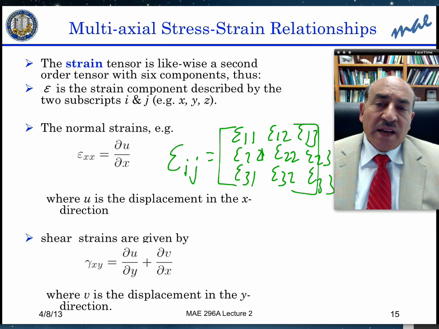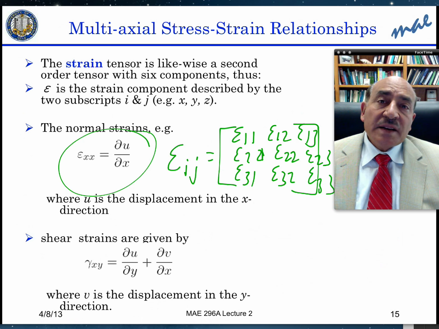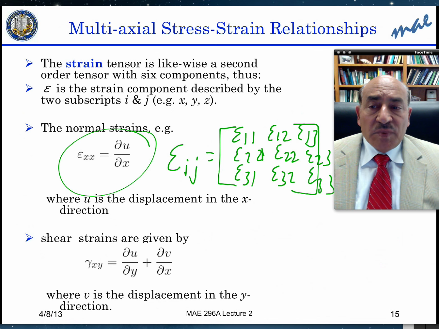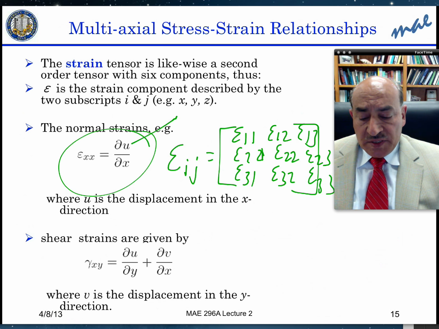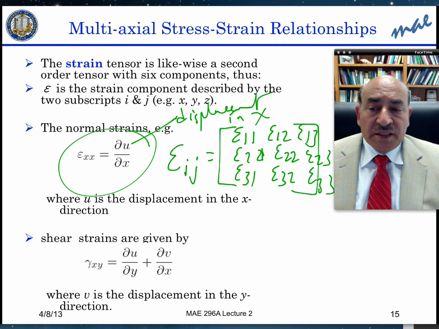So a matrix like that is similar to what we've done for the stress. For example, epsilon xx equals du by dx, where u is a displacement in the x direction. You just measure the displacement in x and divide it by delta x, and that gives you the strain in the x direction. It's like the increase in length divided by the original length.